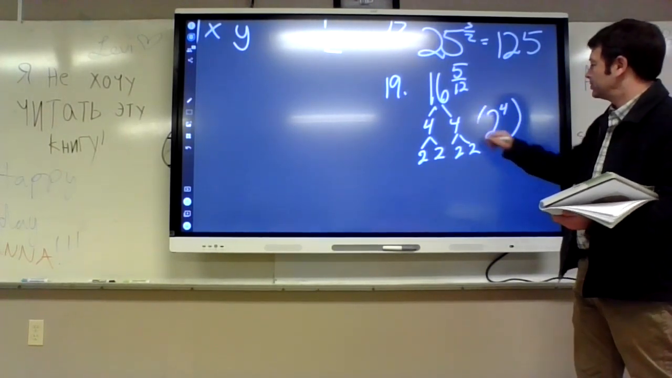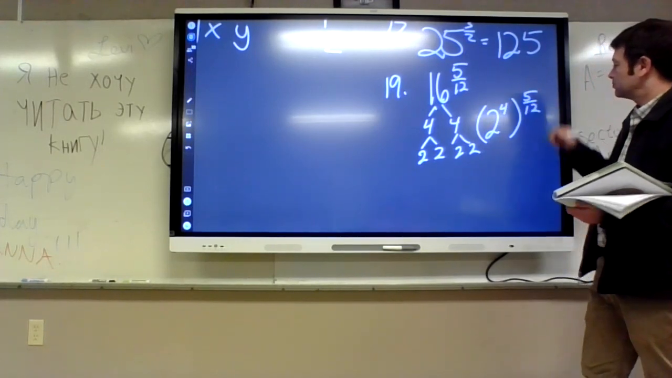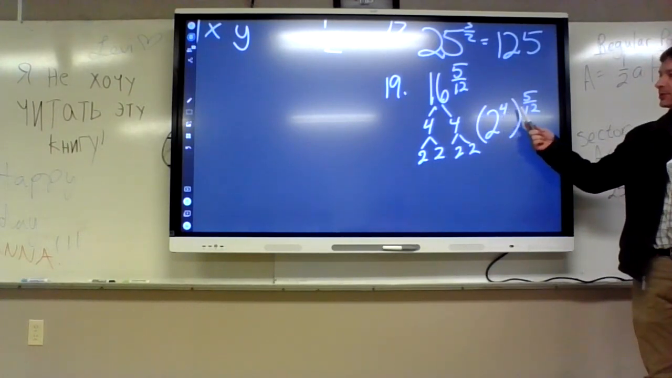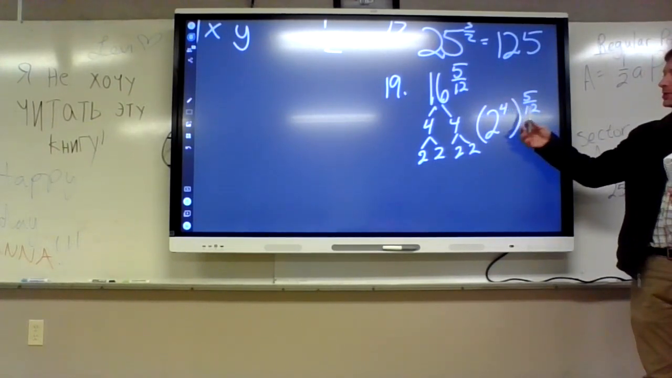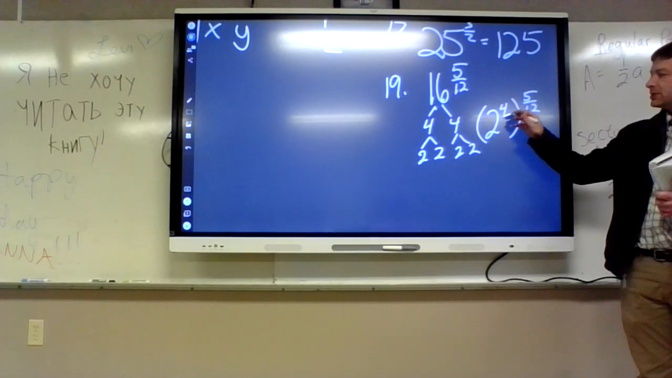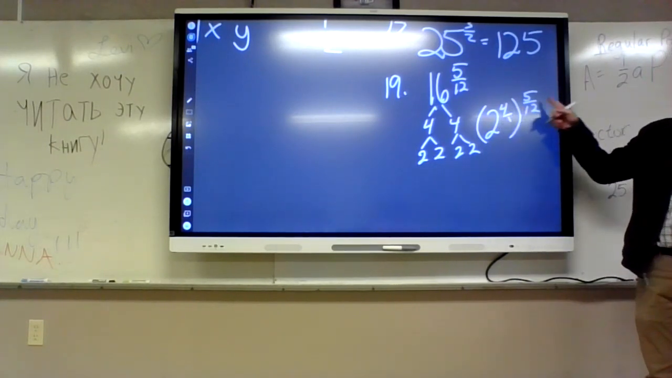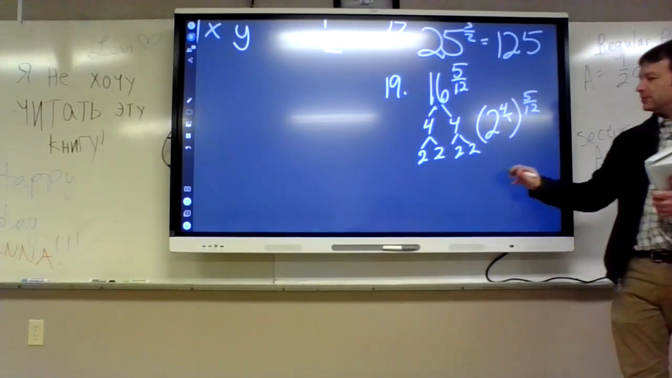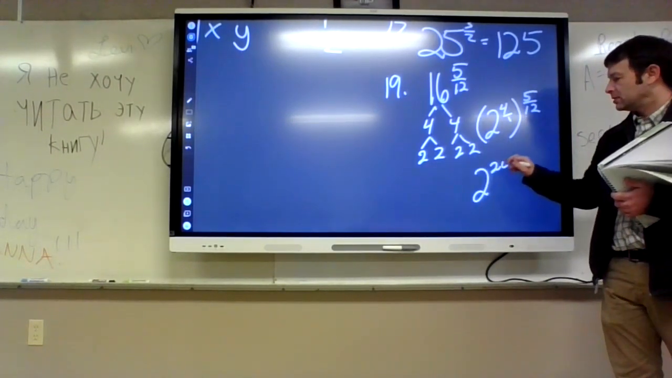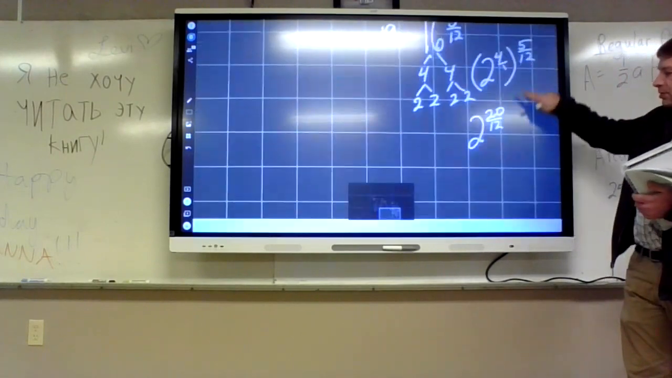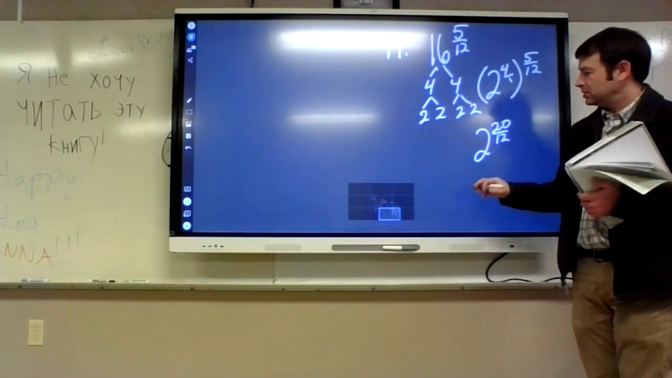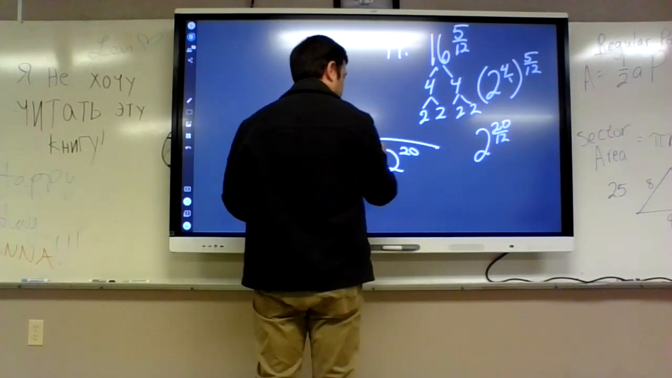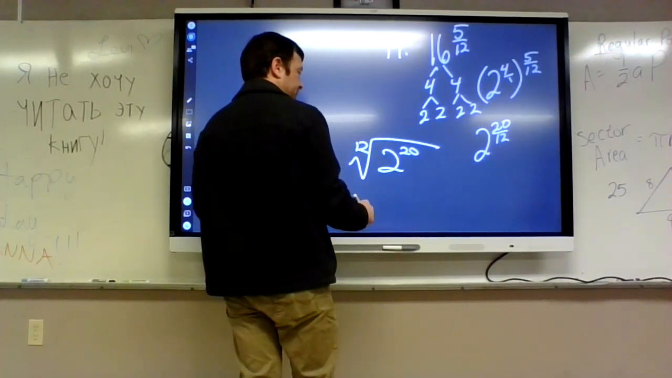This is kind of a weird one. What can I do with the exponents right here? Multiply. So you guys remember multiplying fractions? Let's do 4 over 1 times 5 over 12. So it's 20 over 12. Or 2 to the 20th, 12th root of that.